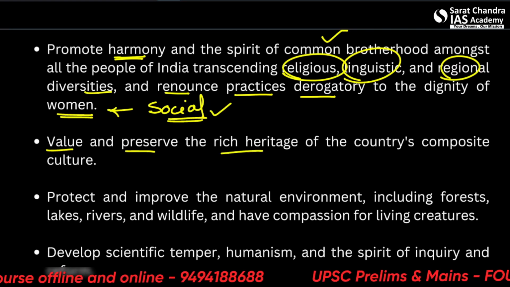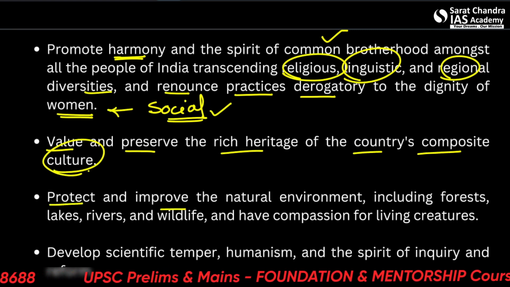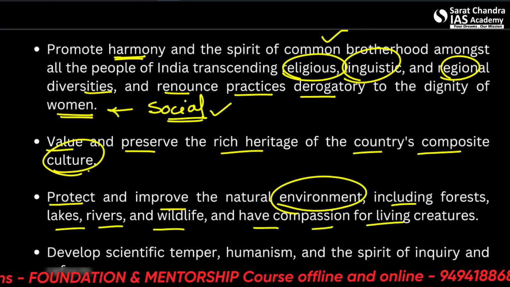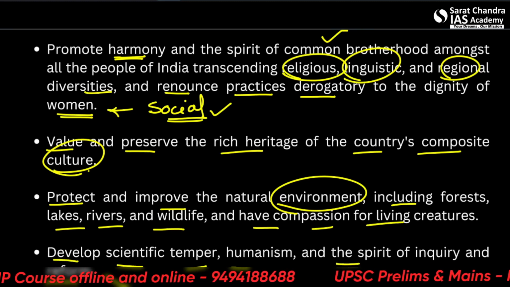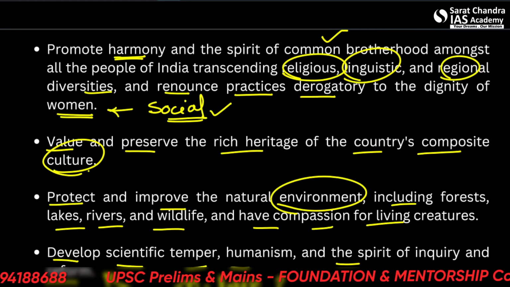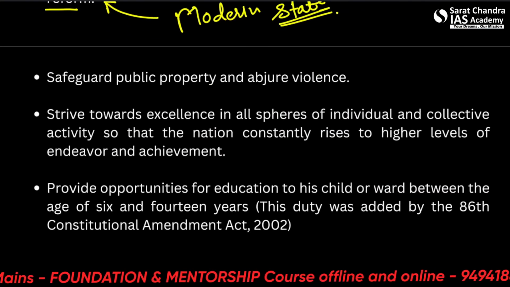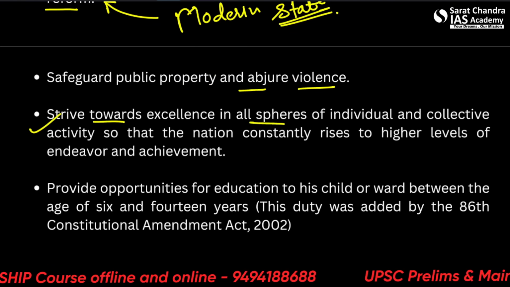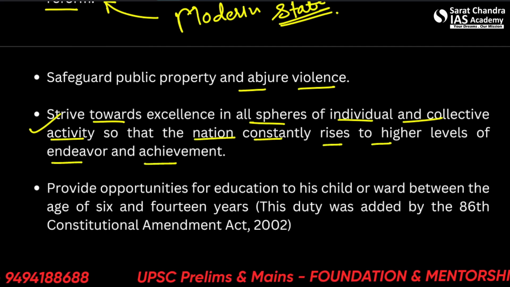Value and preserve the rich heritage of our composite culture. Protect and improve the national environment, including forest, lakes, rivers, and wildlife, and have compassion for living creatures. Develop scientific temper, humanism, and the spirit of inquiry and reform. So these are the modern state principles from the DPSP. Okay. Furthermore, safeguard public property and abjure violence. Strive towards excellence in all spheres of individual and collective activity, so that the nation constantly rises to higher levels of endeavor and achievement.